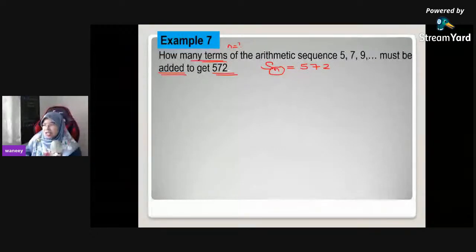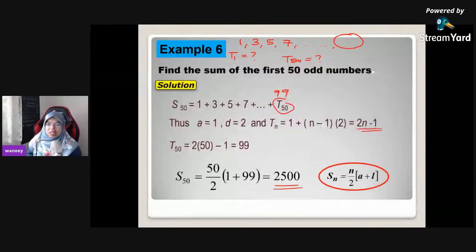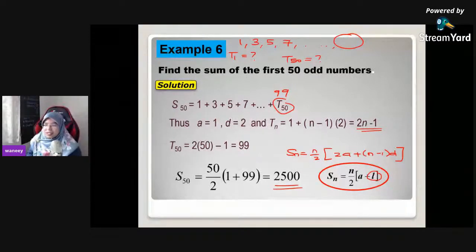Kenapa perlu cari last term, madam? Oh, yang tadi tu, sekejap, saya patah balik. Okay, so kenapa perlu cari last term? Sebab formula dia adalah n over 2 (a plus l). Sebab saya nak pakai formula yang ni lah. Kalau awak pakai n over 2 (2a plus (n minus 1)d), yang ni tak perlu pun tak apa. Sajalah sebab you guys macam tak pernah guna a plus l. Sengaja lah.